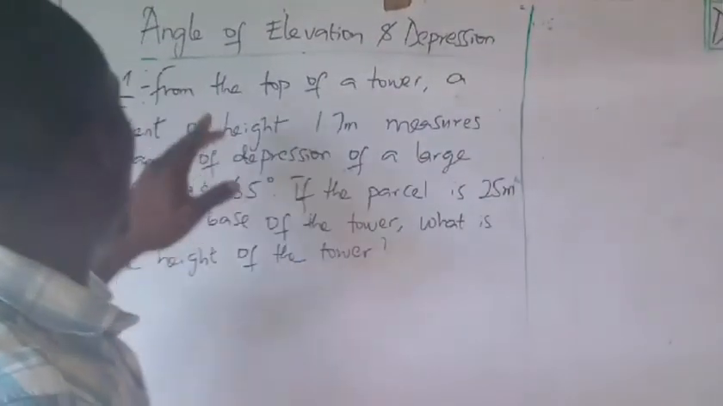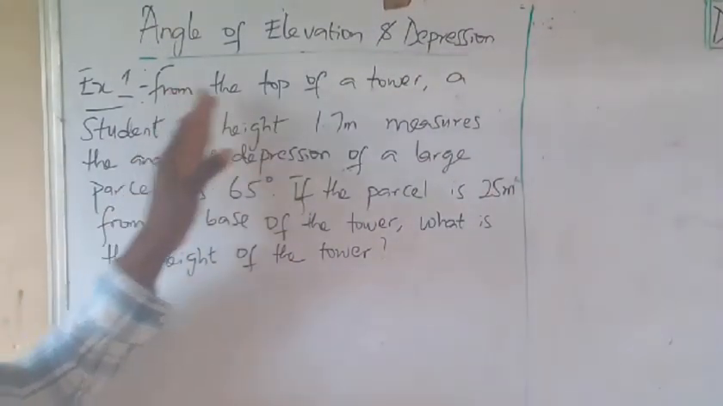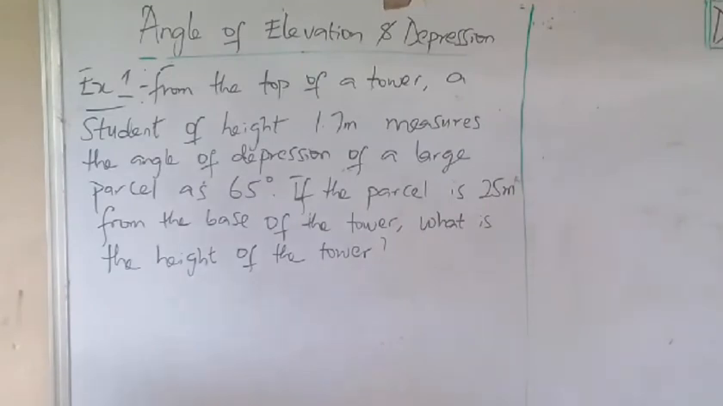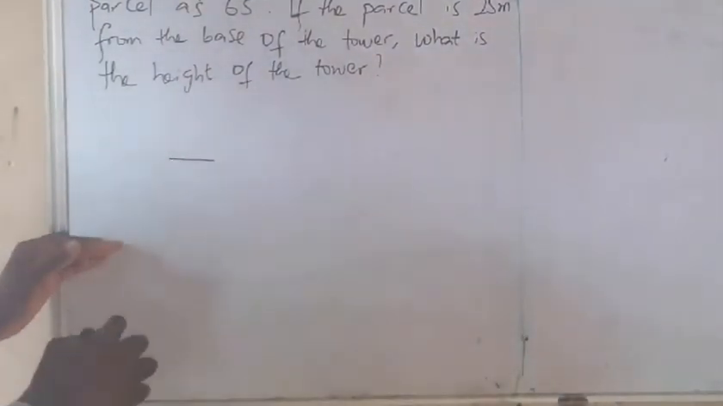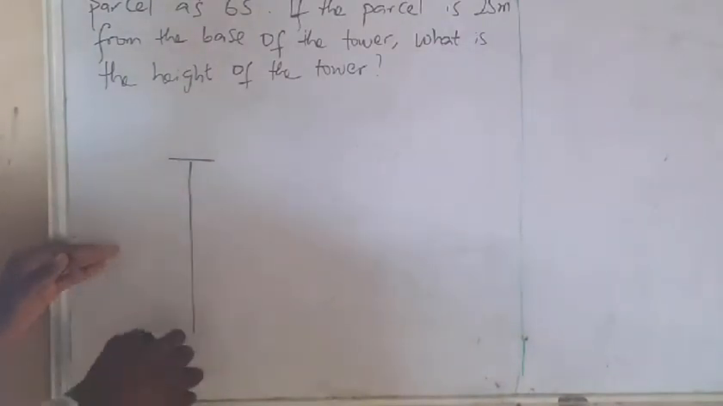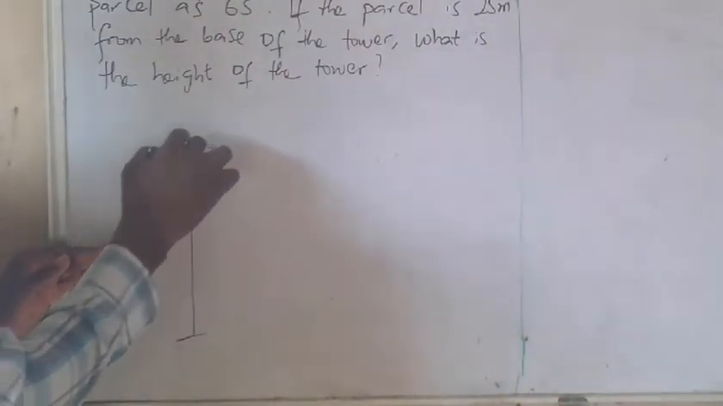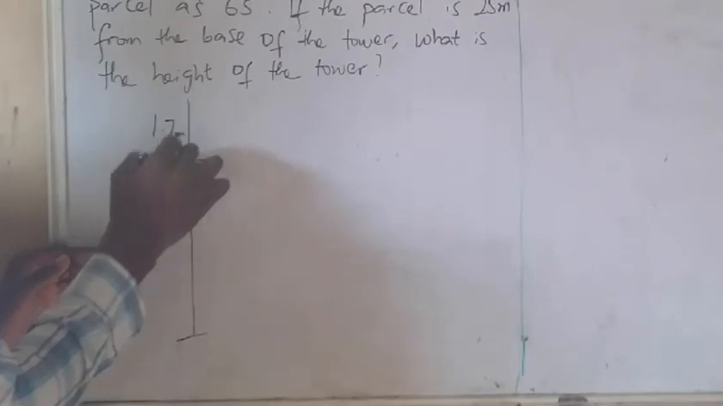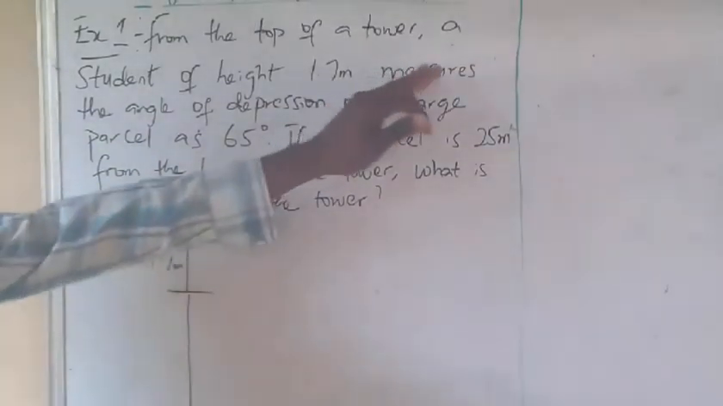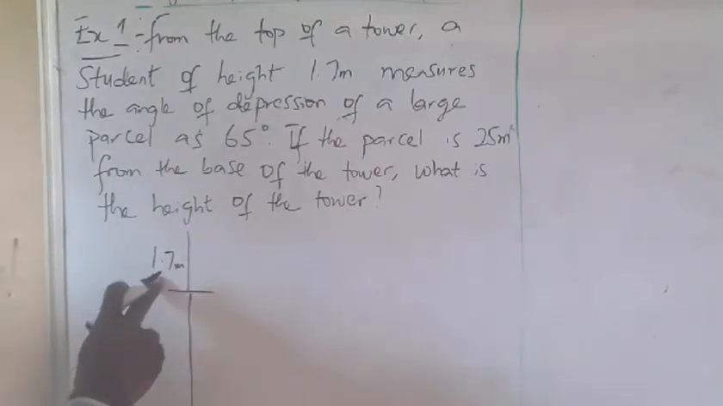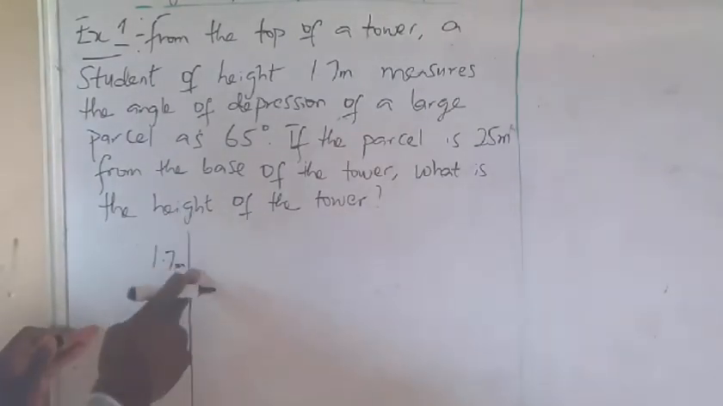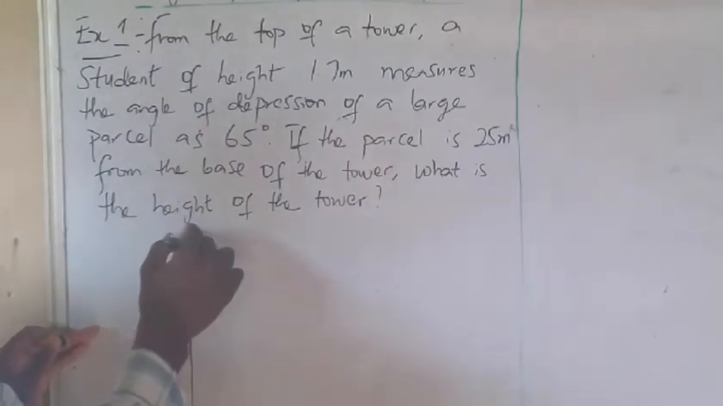Looking at the first sentence: from the top of a tower, a student of height 1.7 meters. Assuming this is the tower, this is the top of the tower, and the student is 1.7 meters. The student measures the angle of depression. This is the height of the student, so his face, or his height, should be here.